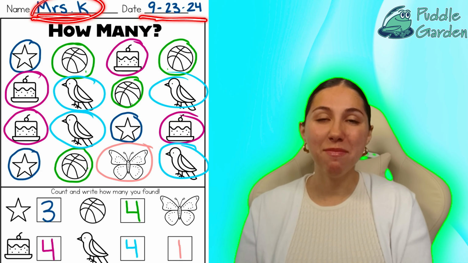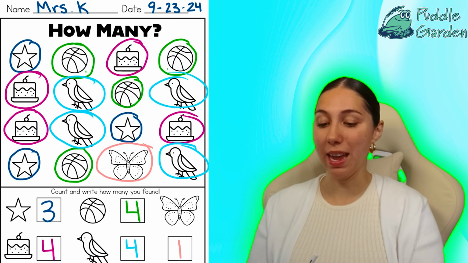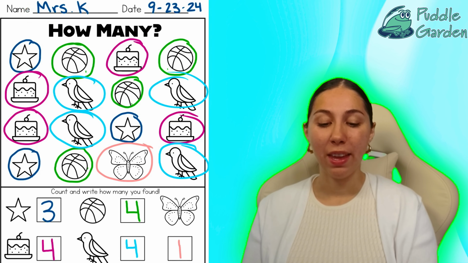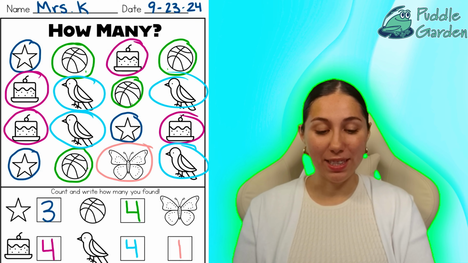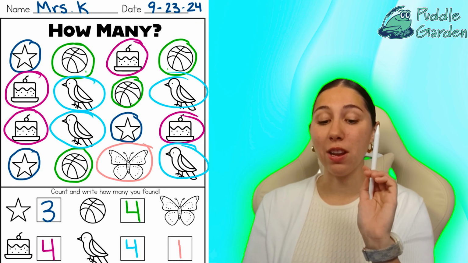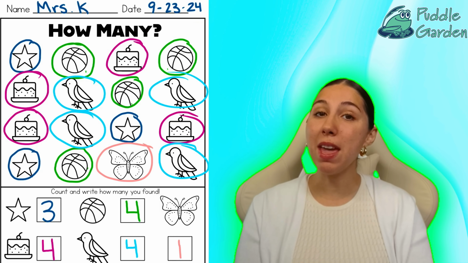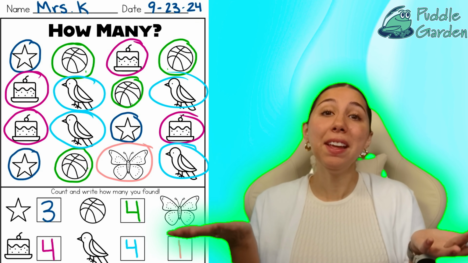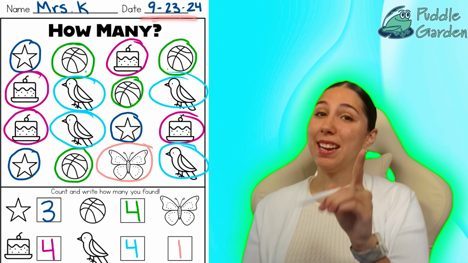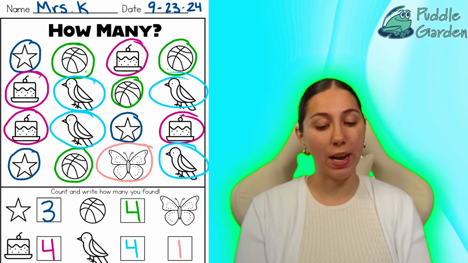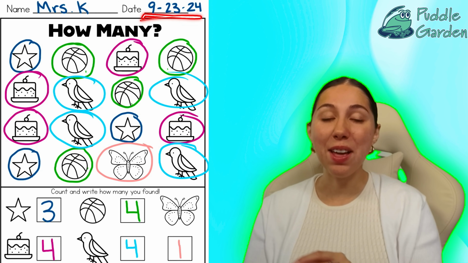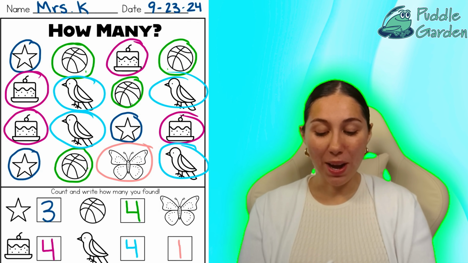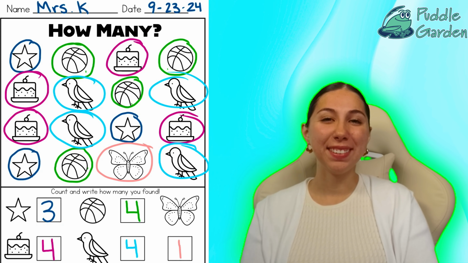Now you're not gonna write Mrs. K, you're gonna write your name. This is my name and you're gonna write your name. And then you're gonna write the date when you are watching this. So maybe it might be in October, maybe it'll be in January, maybe it'll be in the summer, but you write the date that it is right now wherever you are watching. But for Mrs. K right now, it's 9/23/24.